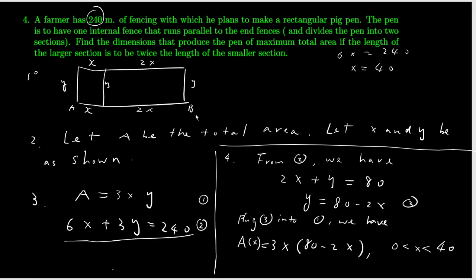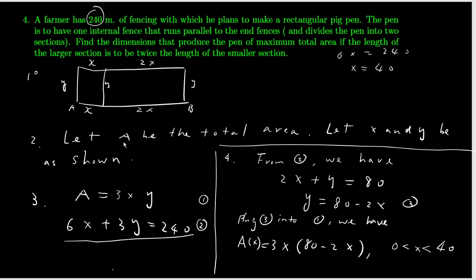So maybe I'm going to summarize again. In step 1 you draw a sketch and understand the problem, like the meaning of 240 meters of fencing, and that the length of the larger section is twice the length of the smaller section, right? And then you introduce the variables and identify the quantity you want to maximize, the most important thing.